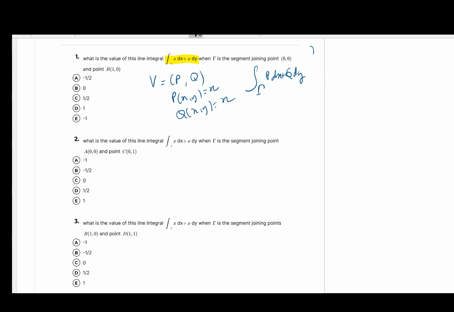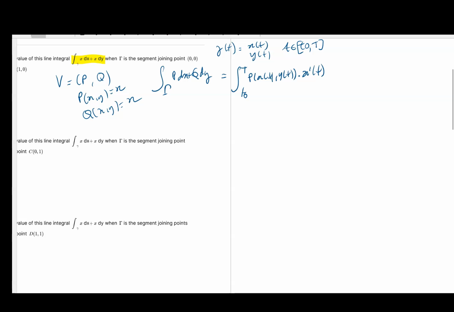Okay, so how does it work? If we have a parametric description of gamma, that means that we can write x(t), y(t) for some t in [t0, T], beginning point and end point, and that will be written as the integral from t0 to T of P(x(t), y(t)) times x'(t) plus Q(x(t), y(t)) times y'(t) dt.